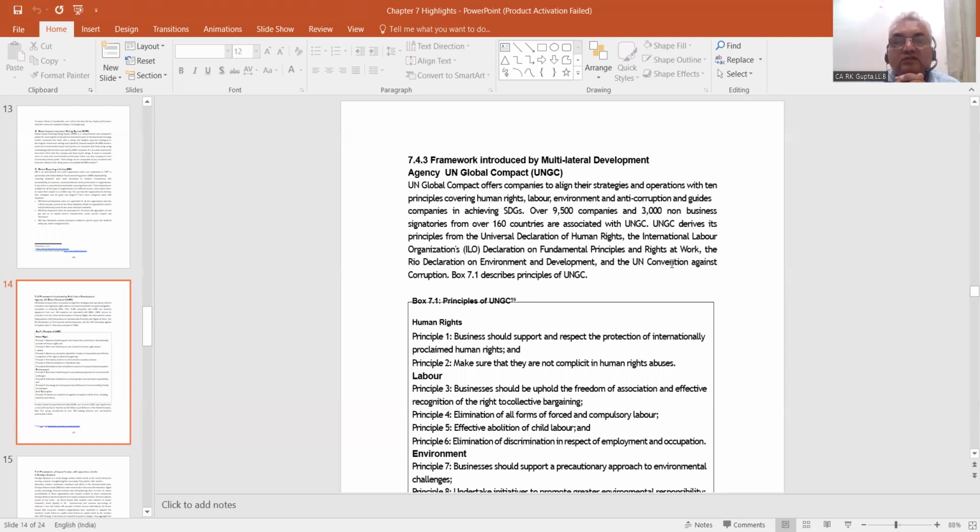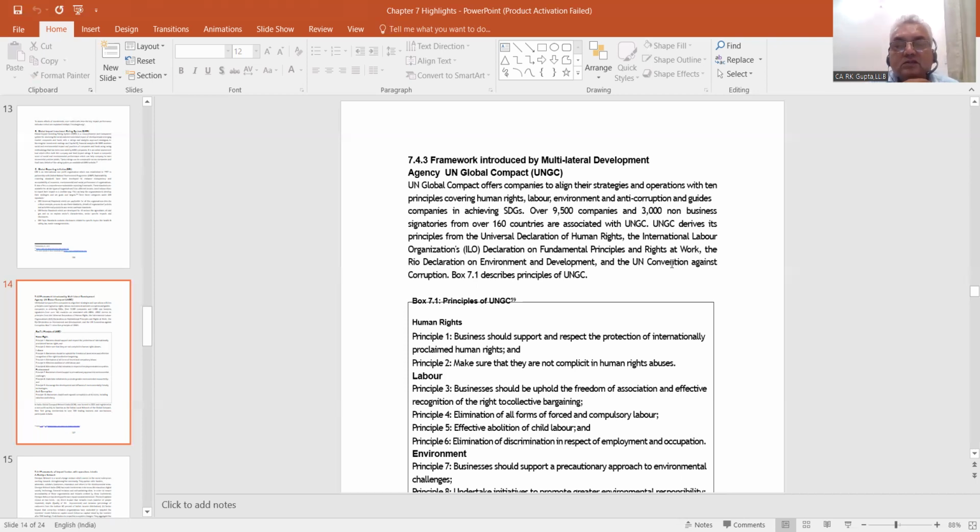So UNGC derives its principles from the Universal Declaration of Human Rights, the International Labour Organization's Declaration on Fundamental Principles and Rights at Work, the Rio Declaration on Environment and Development, and the UN Conventions Against Corruption. So this box describes the principles of UNGC, UN Global Compact.